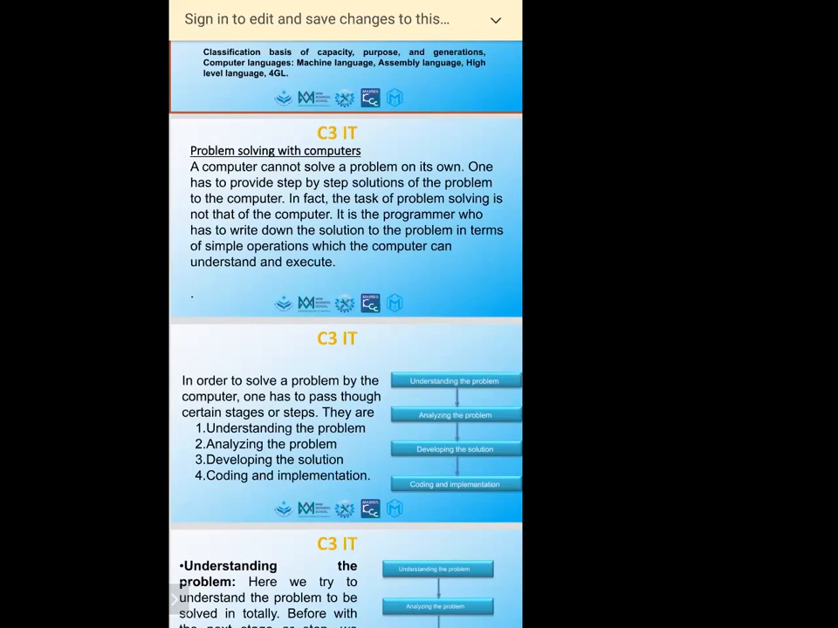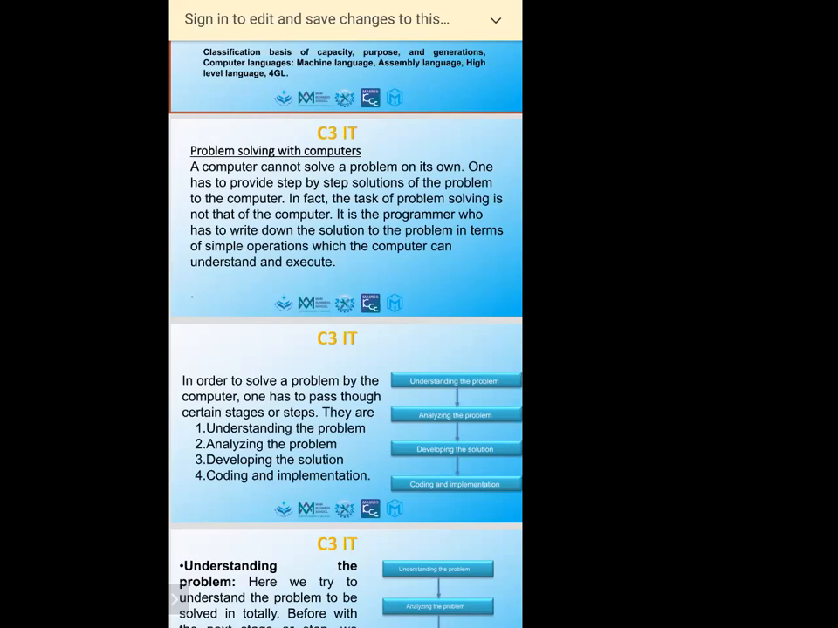Could all of you read that? What are the steps to solve the problem? Understanding the problem, analyzing the problem, developing the solution, coding and implementation. These are the steps to solve a problem in a computer. One is understanding the problem, then analyzing the problem, then developing the solution, and coding and implementation.